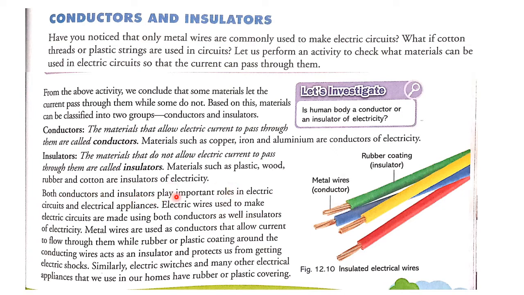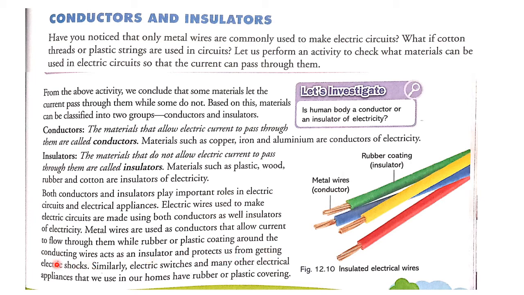Both conductors and insulators play important roles in electric circuits and electrical appliances. Electric wires used to make electric circuits are made using both conductors as well as insulators of electricity. Metal wires are used as conductors that allow current to flow through them, while rubber or plastic coating around the conducting wires acts as insulator and protects us from getting electric shock.